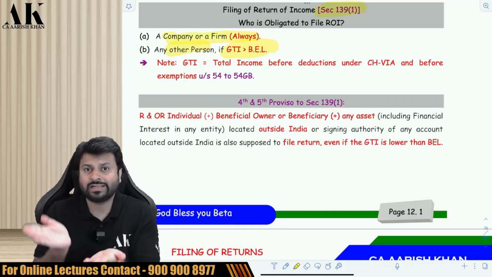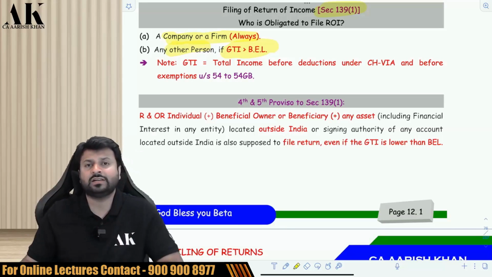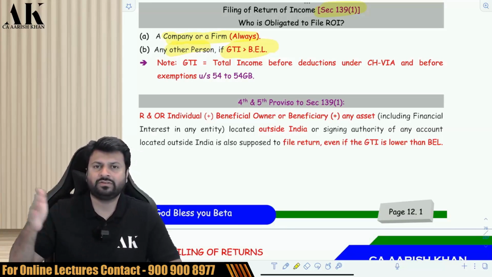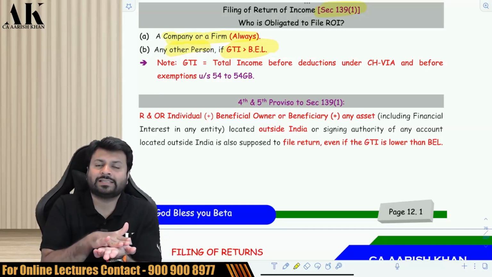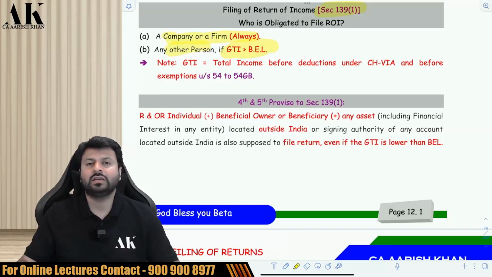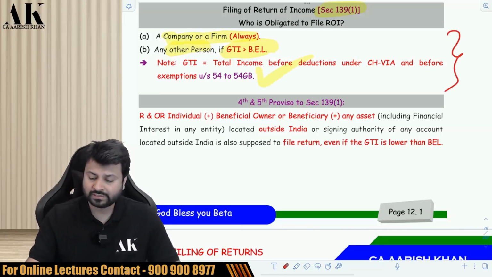So you have to consider that income which is before Chapter 6A and that income which is before exemptions under the 54 series: 54, 54B, 54D, all the 54 series. So you have to add back those deductions and exemptions and then check whether the limit is crossing 2.5 lakhs, 3 lakhs or 5 lakhs or not, and then decide whether they are liable to file the return or not. This is an important point. So this is the first category of assessees who are liable to file the return.